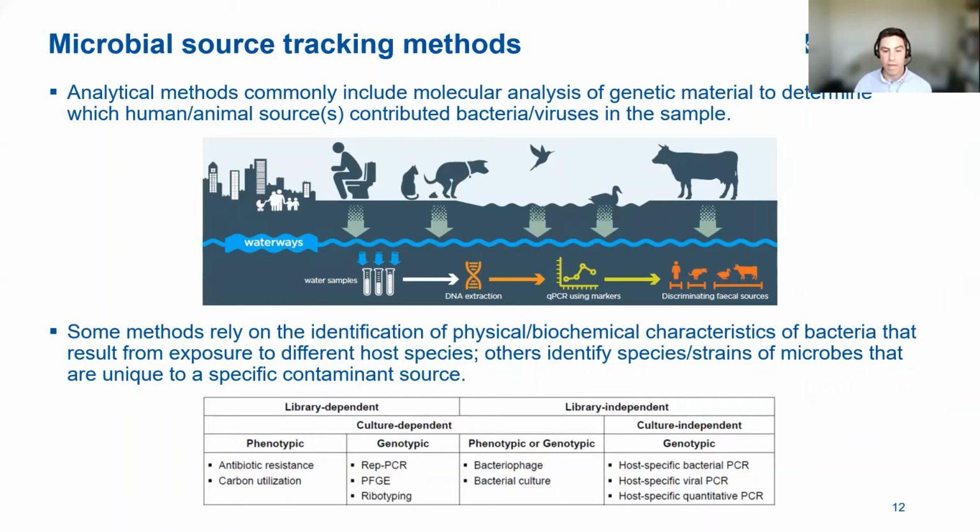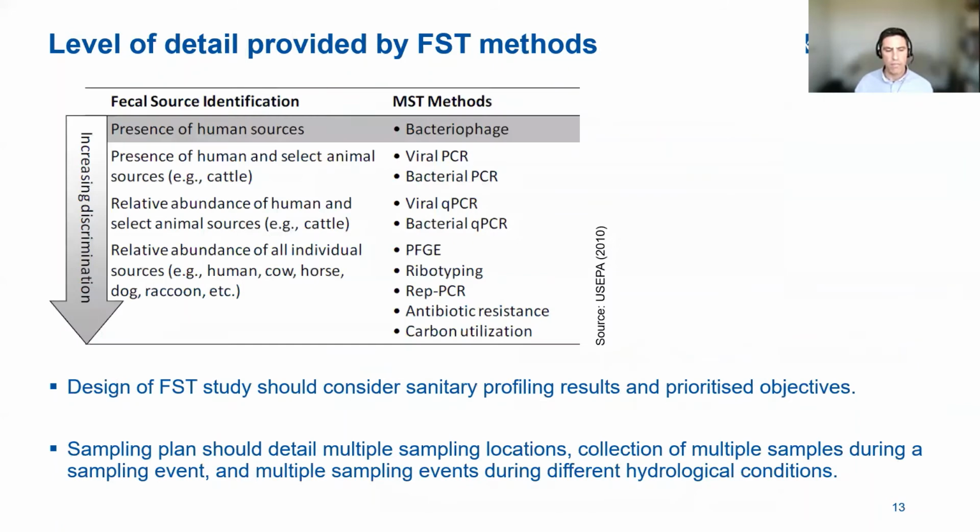The library independent ones identify sources based on known host specific characteristics of the bacteria or viruses and don't really need a library. So when we develop a sanitary profile, we can then tailor the FST study to the research question or questions that we have in mind and how much discrimination we need. We can use these recommended methods to guide us in this process.